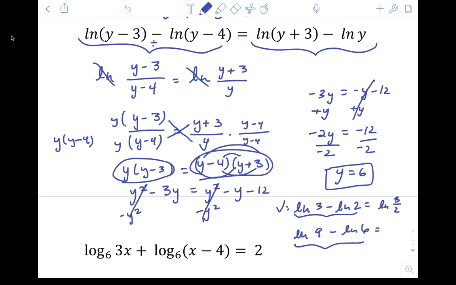When these come together, when we condense through division, that is the natural log of 9 over 6. Isn't 9 over 6 the same as 3 over 2? It checks out. Totally works.